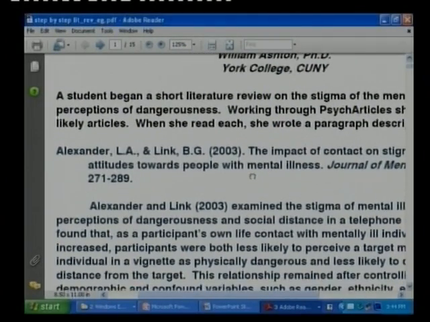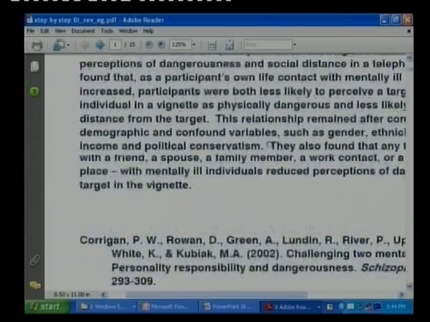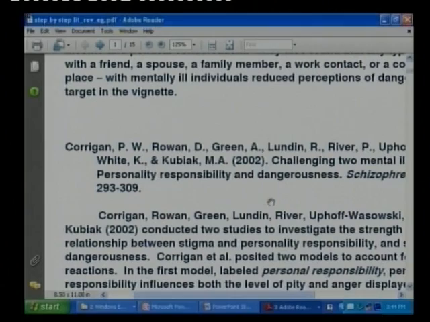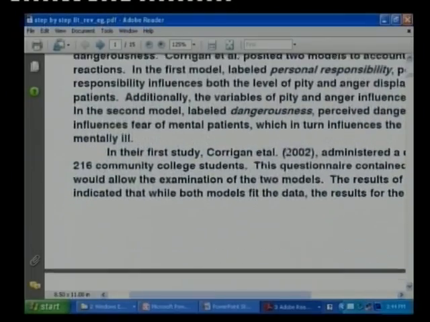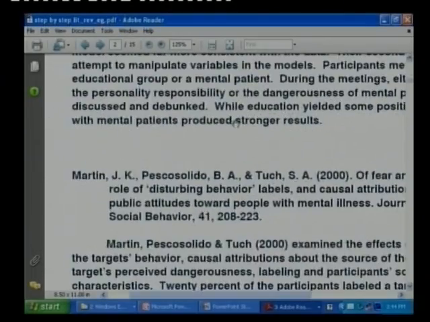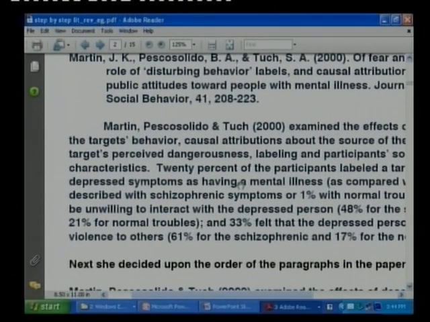Alexander and Link wrote in 2003. This is the overview of that particular article. The second one is written by Corrigan, Rowan, Green, London and the group of writers in 2002. This is the brief summary of that. And the third one is written by Martin, Jacquet and the group of writers, and this is the summary. So the first step is writing a brief summary of the things that we have seen here.